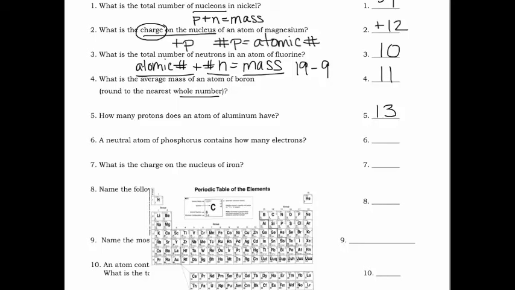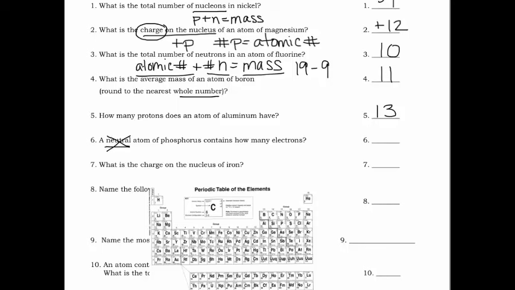A neutral atom, I don't even really need to say neutral. Whenever I say atom, you can assume that it's neutral. If it wasn't neutral, it wouldn't be an atom, it would be an ion. So an atom of phosphorus contains how many electrons? Well, if you have a certain number of protons, which are positive, you have to have the same number of electrons, which are negative. So they'll cancel each other out and make the net charge 0.